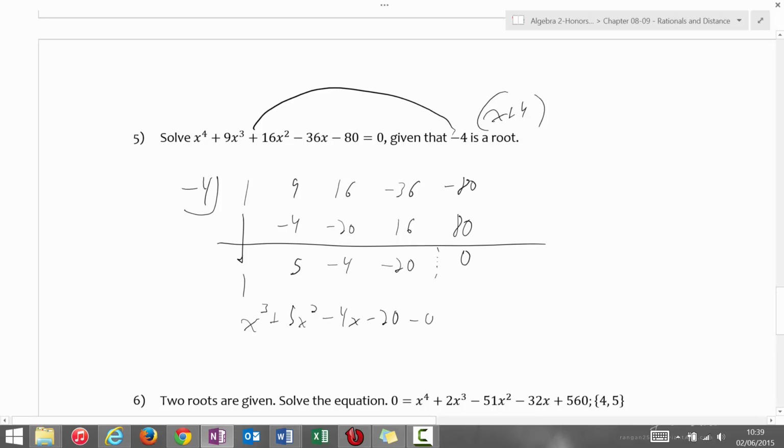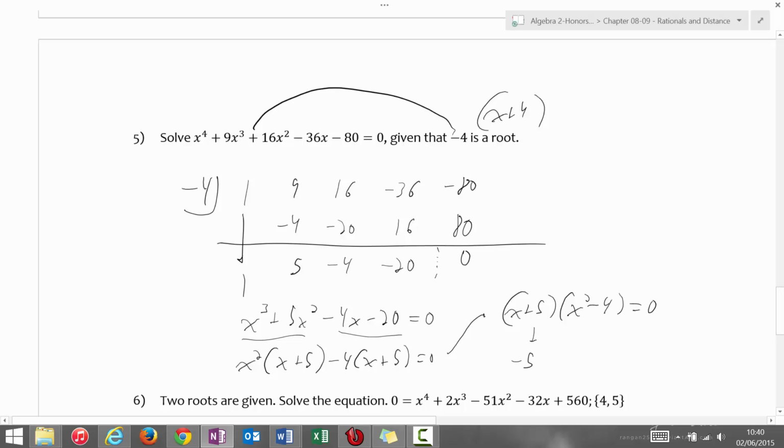And if I set that equal to 0 and factor by grouping, pull out an x squared, get x plus 5, pull out a negative 4, get x plus 5. Greatest common factor is an x plus 5, and I have x squared minus 4. I know from this my other root would be a negative 5, and here would be a plus or minus 2. So all of my solutions grouped together should be negative 5, negative 4, and positive and negative 2.